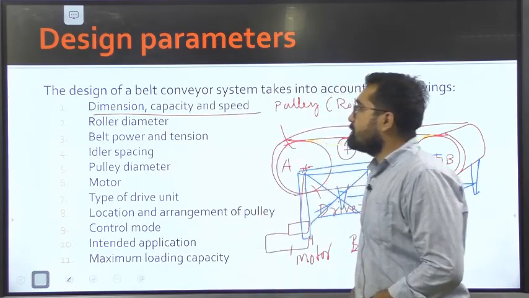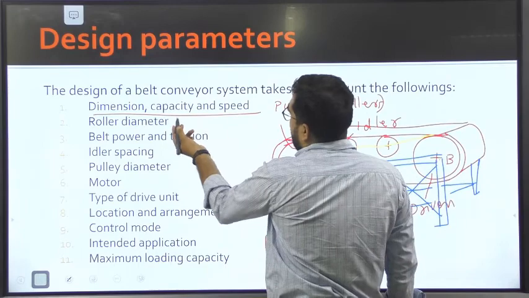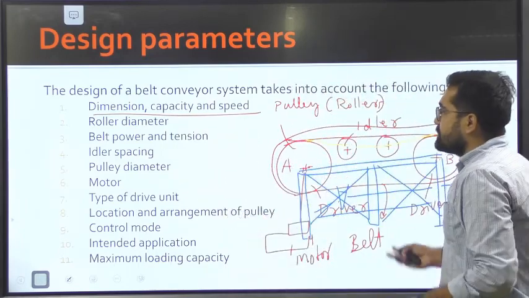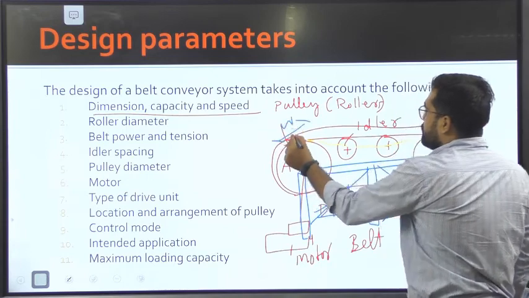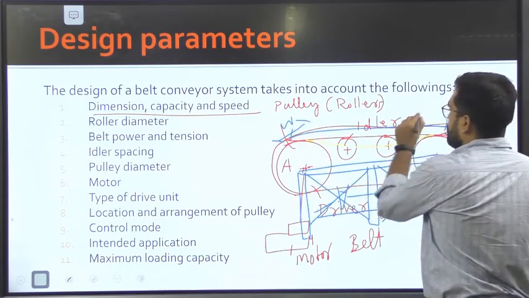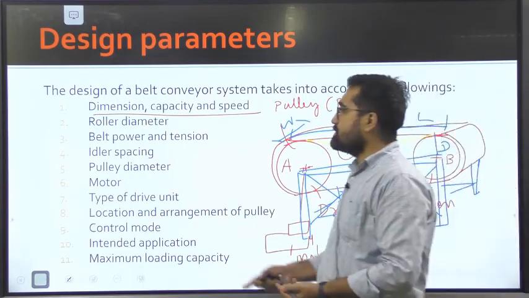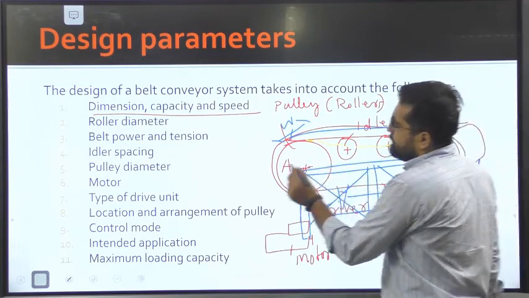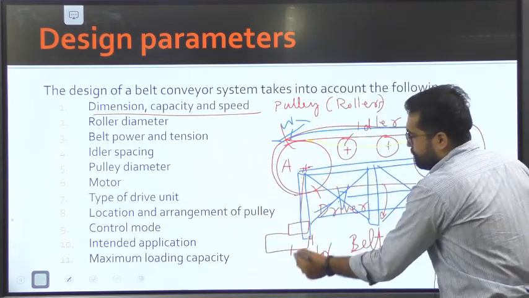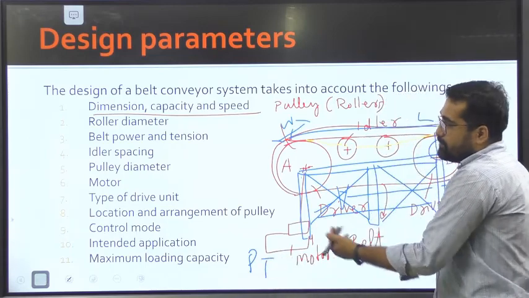Talking about the design parameters, first will be the dimension, capacity and shape. In dimension, capacity and shape, we will find out the width of the belt, what should be the length of the belt, and what should be the diameter of the pulley. Then comes the roller diameter, what should be the roller's diameter. Then comes the belt power and tension, what should be the power of the belt and what should be the tension, which depends upon the motor.